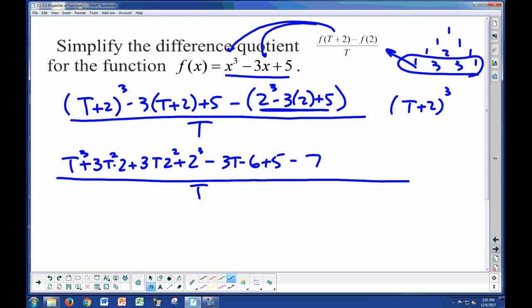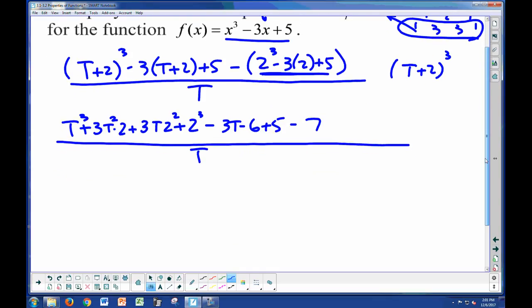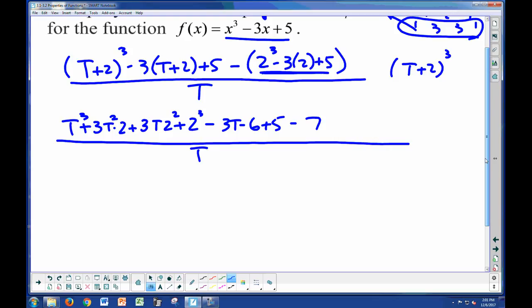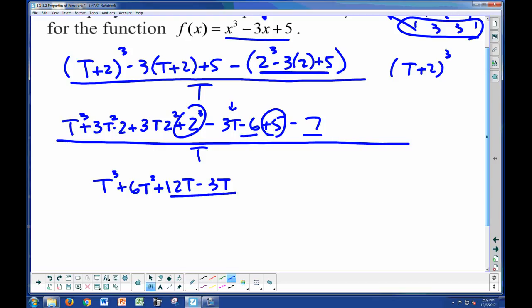This is all over t. Hopefully my t's will all cancel perfectly. Let's give this all a try. So I've got a t cubed. I've got a 6t squared. I've got a 12t. And then I have minus 3t. That comes from right there. Now I have an 8. I have a 5. And 8 and 5 add to 13. And 6 and 7 subtract. That's going to drop everything out. And I have this as my final answer. I've got a t squared plus 6t plus 12.